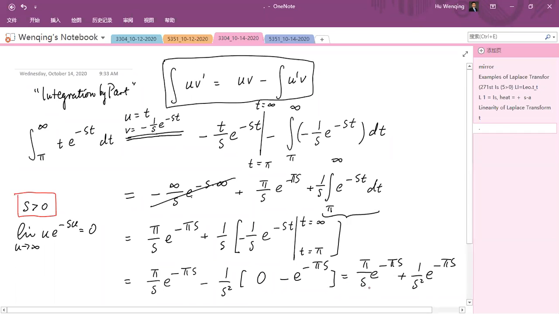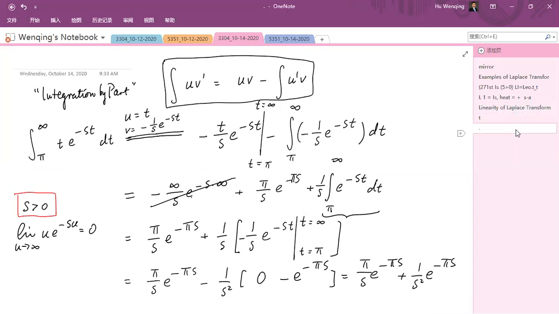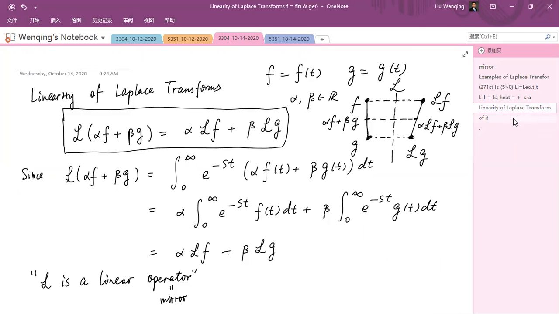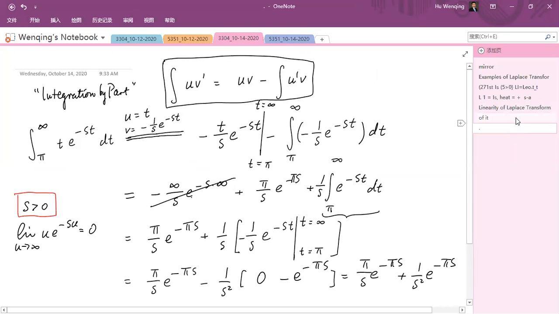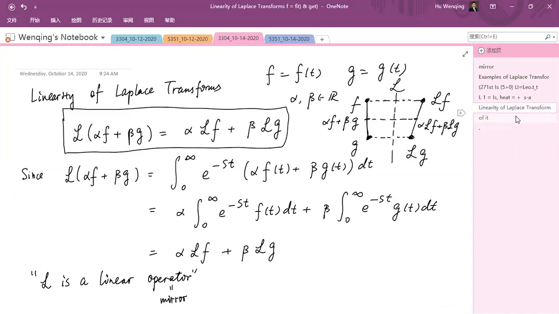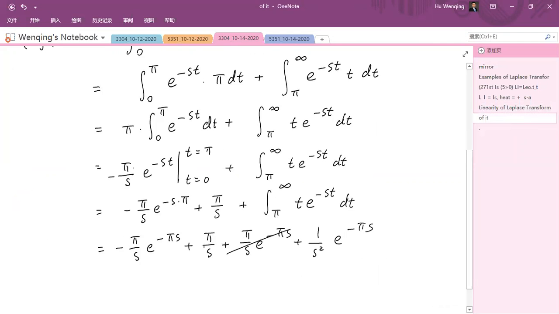Okay, so that means once you use this result, you take it back into the calculation, you can continue with minus pi over s, e power minus pi s plus pi over s, and then plus this integral, which is going to be what you have just calculated. It is pi over s, right? So e power minus pi s, and then it's multiplied by 1 over s squared. So you can cancel this too.